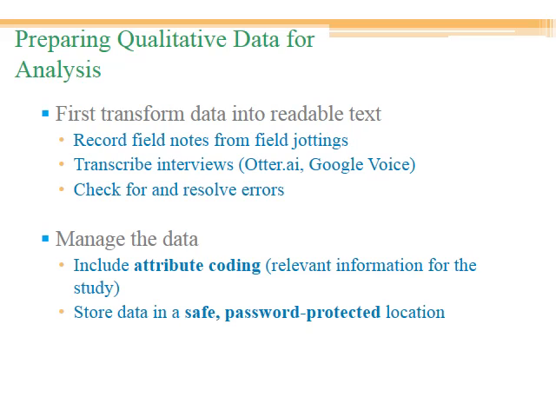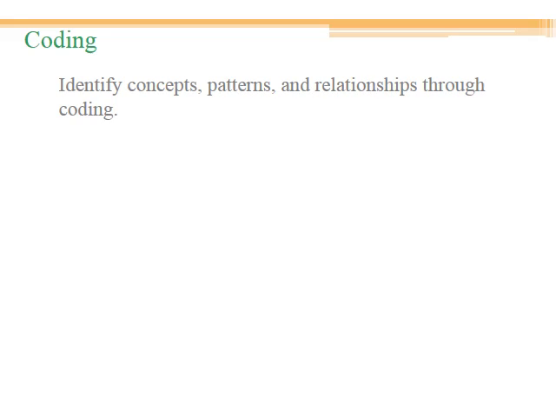Lastly, be sure to store data in a safe, password-protected location in order to protect participants' privacy. Now that your data is prepared, you need to identify concepts, patterns, and relationships. Qualitative researchers use coding to assist with this analysis.